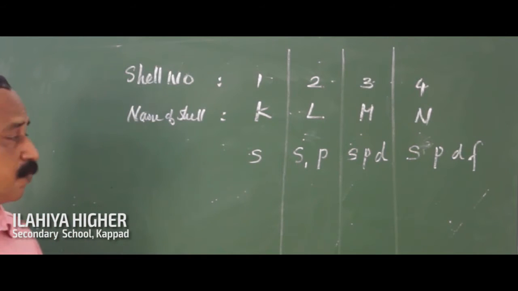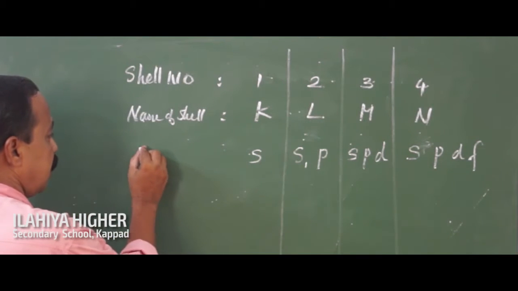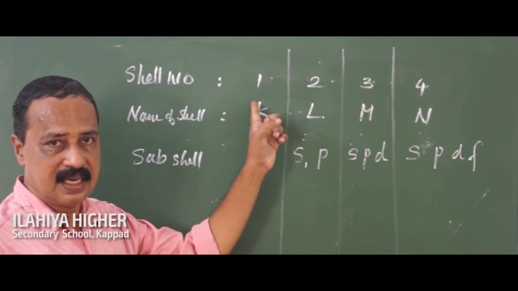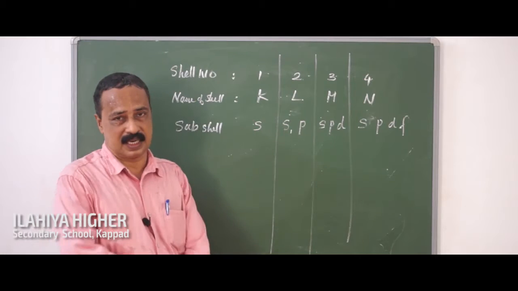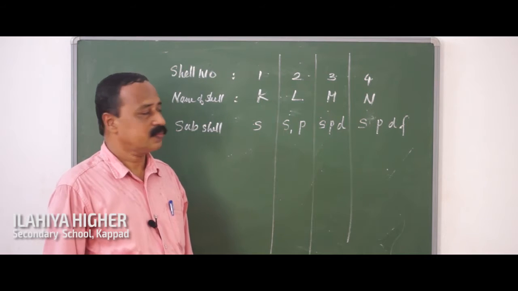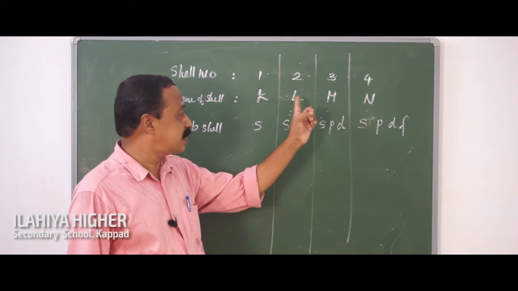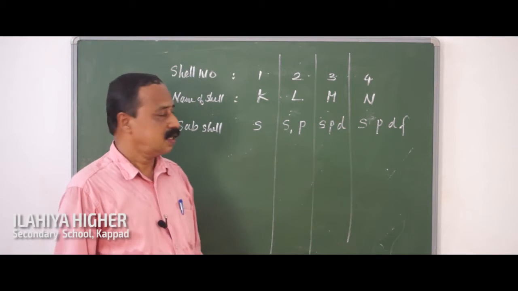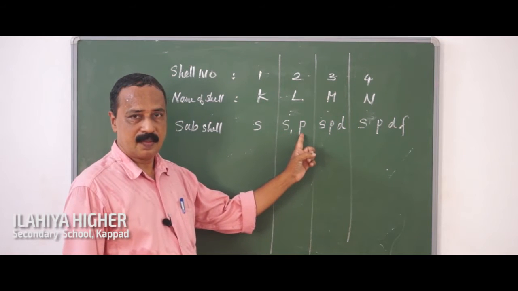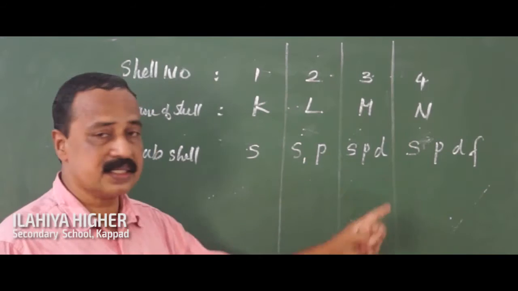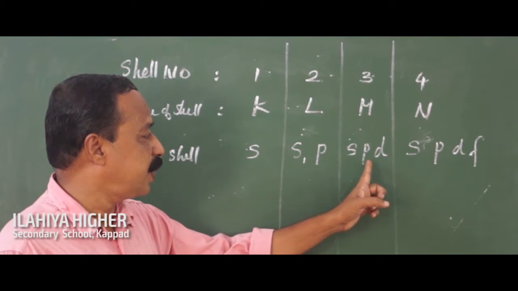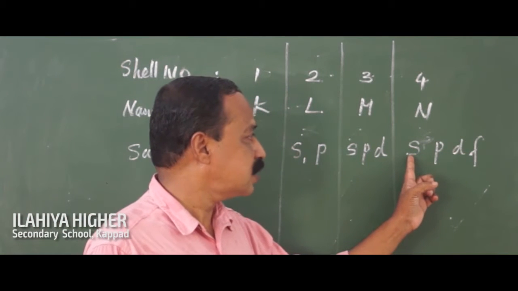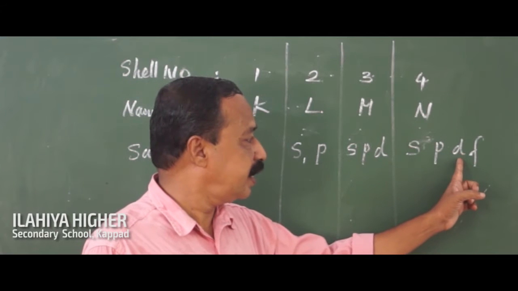Remember the point. First shell, K shell, contains only one subshell, that is S. Second shell is L shell. It contains 2 subshells, S and P. Third shell contains 3 subshells, S, P and D. Fourth shell has S, P, D and F.